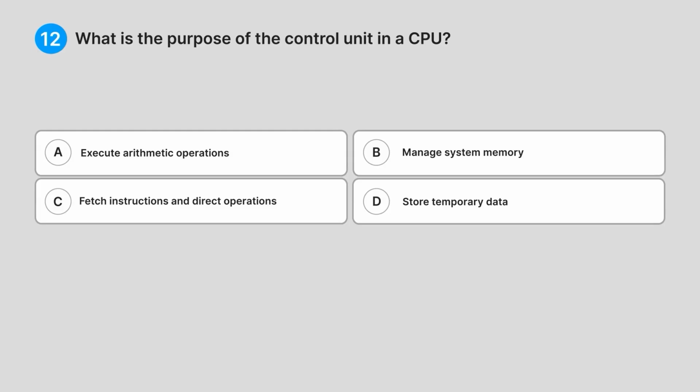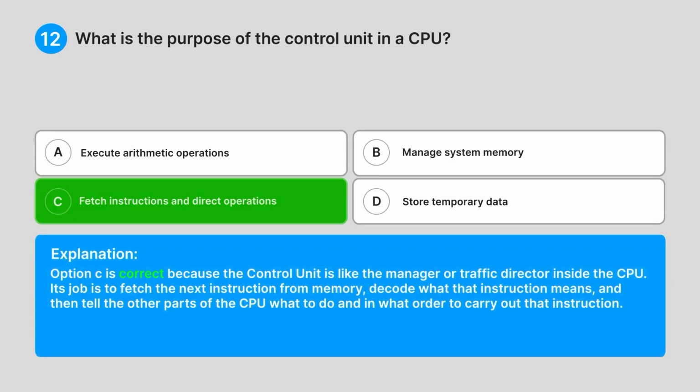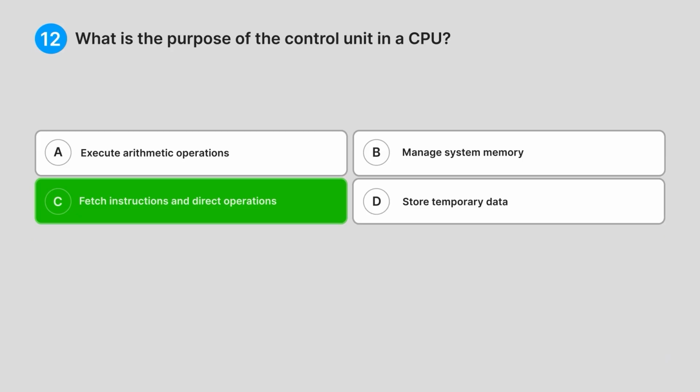Correct answer, C. Fetch instructions and direct operations. Explanation. Option C is correct because the control unit is like the manager or traffic director inside the CPU. Its job is to fetch the next instruction from memory, decode what that instruction means, and then tell the other parts of the CPU what to do and in what order to carry out that instruction.